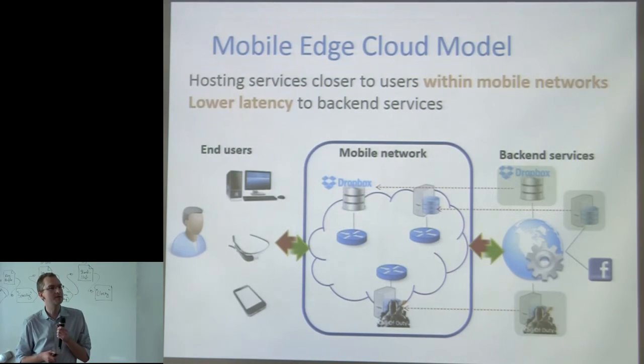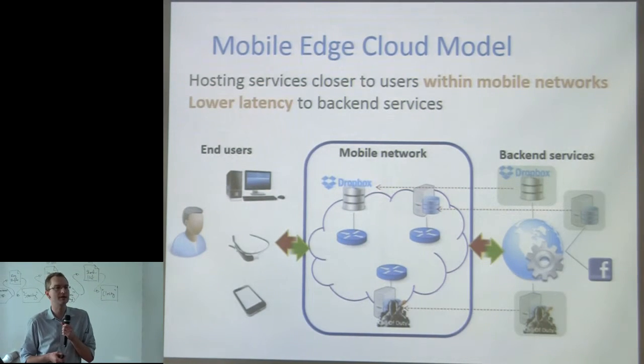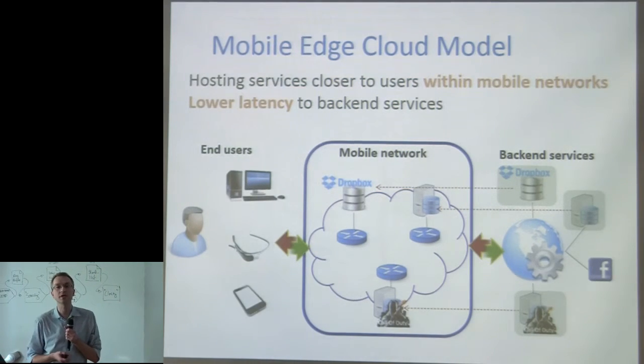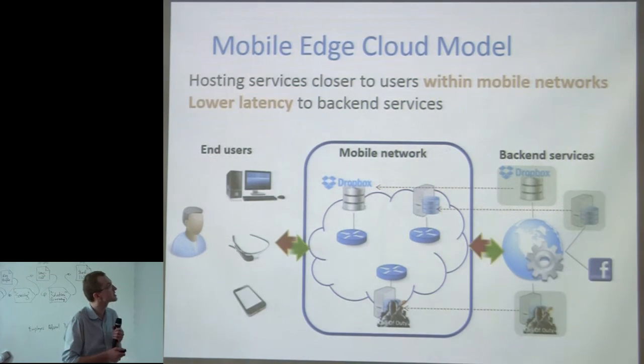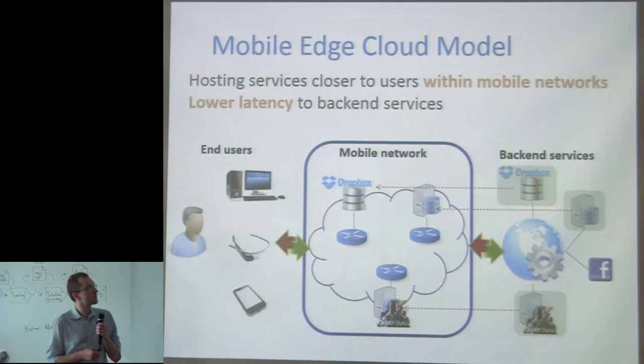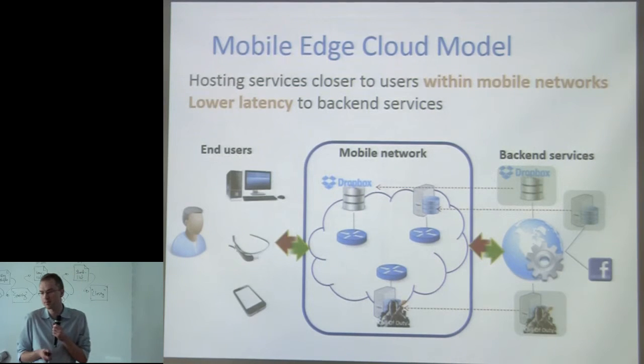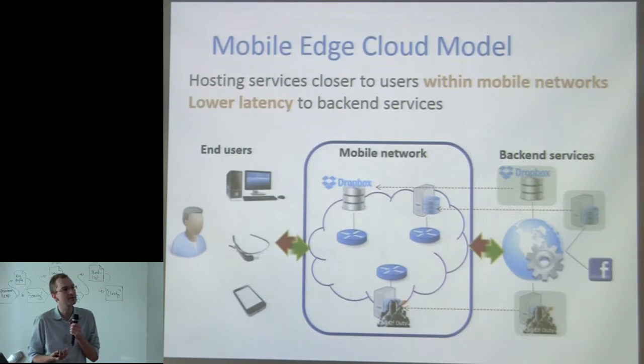So what we've been doing in this activity is exploring something called a mobile edge cloud model. And the idea here is very simple. How do you reduce latency to backend services? Well, you can reduce latency to backend services by moving the computation closer to the clients. So the idea here is that we take some of the backend services that run in internet data centers and actually host them as part of the mobile network. And by hosting them as part of the mobile network, the network path becomes shorter, more predictable, and we can suddenly guarantee lower latency for those mobile applications that use those services.